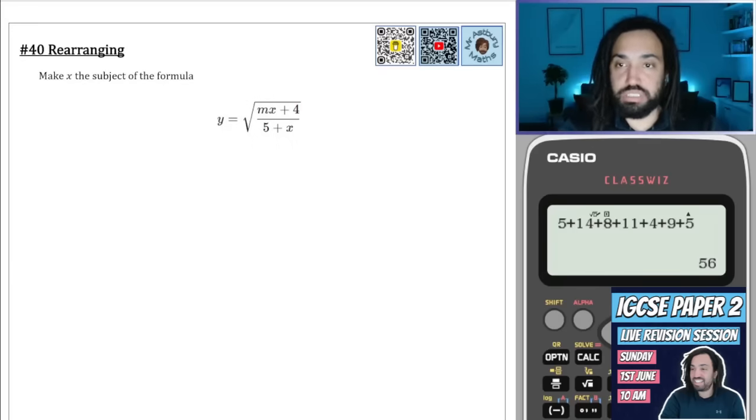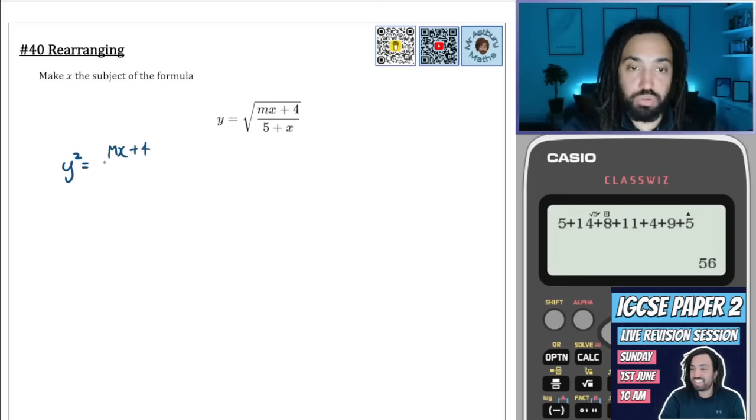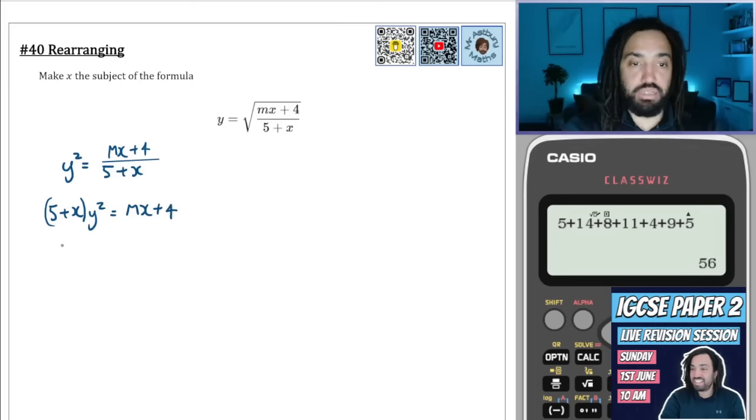Okay, classic question this, rearranging formulae. There's a square root that covers the whole right side, so we're going to square both sides to get rid of that. That's going to give us mx plus 4 all over 5 plus x. We're then going to multiply through by that denominator, like so. Then we're going to expand out this bracket. Then the overall goal is to get all of the x's onto one side.